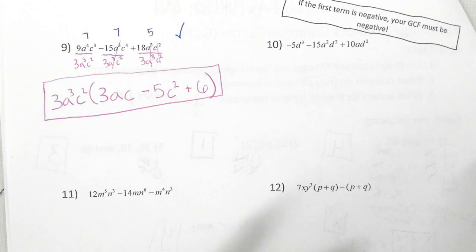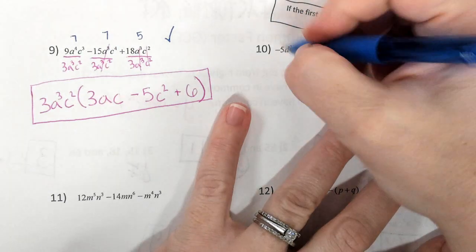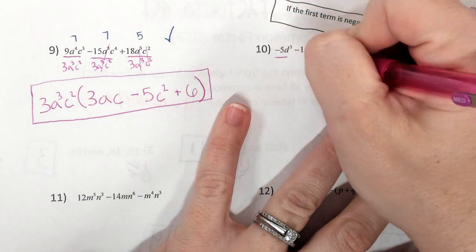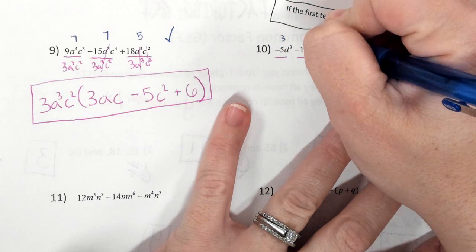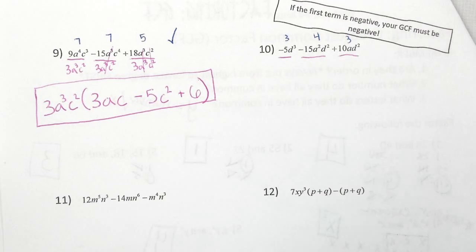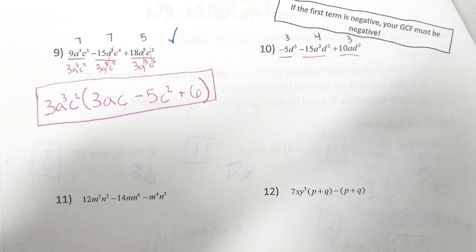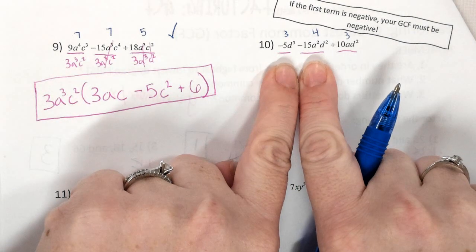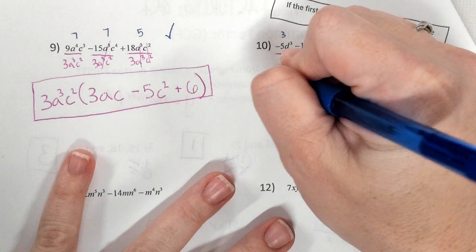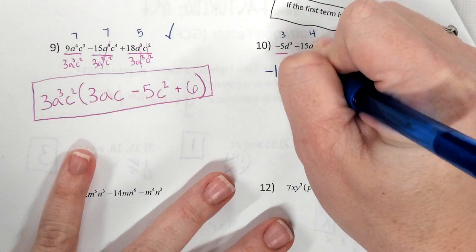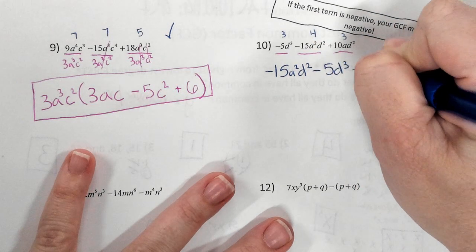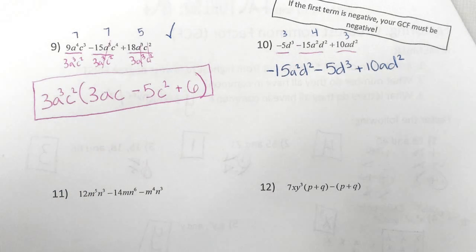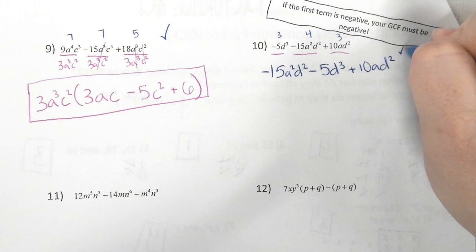Okay, now 10 is a little different. So again, we have to check our order first. So we're going to look per term. So here's a term, here's a term, here's a term. So this is a degree of 3, this is a degree of 4, and this is also a degree of 3. Is that in order? No, the degree of 4 needs to be in the front. So I'm just going to flip-flop these first two terms. So I get negative 15a squared d squared minus 5d cubed plus 10ad squared. Now it's in order.